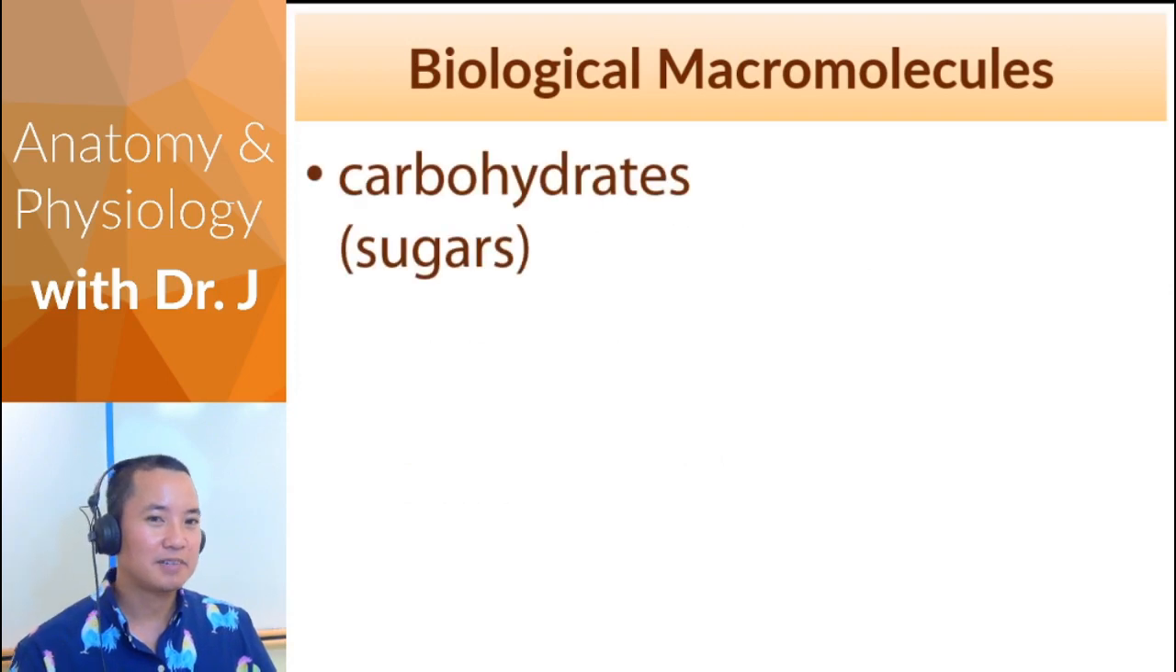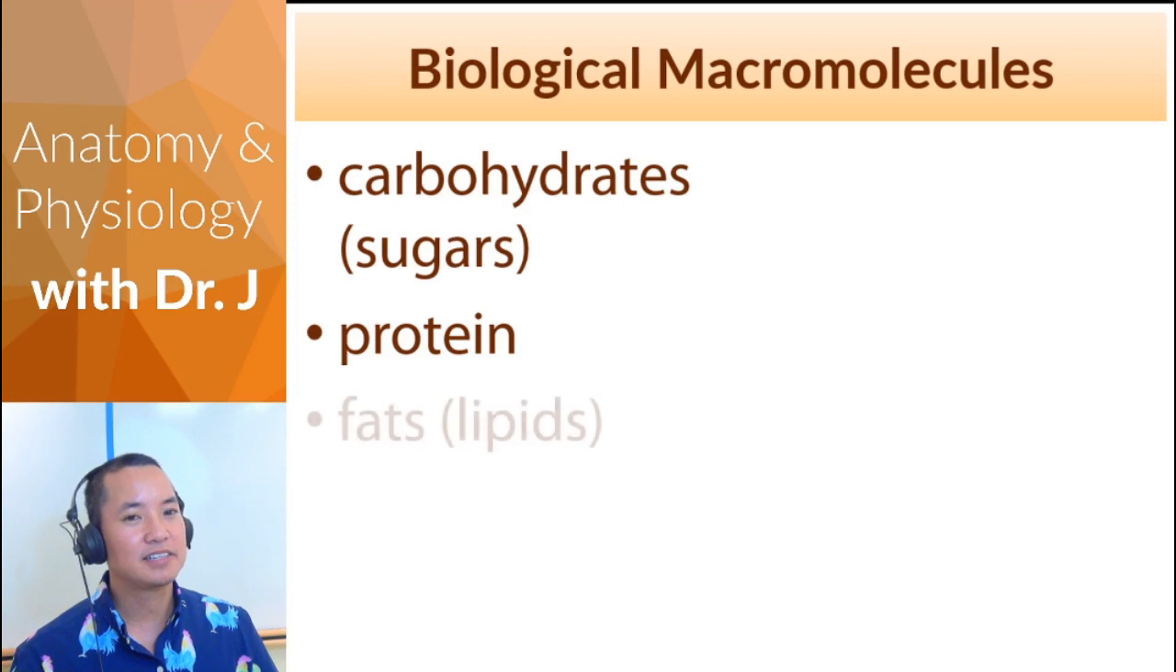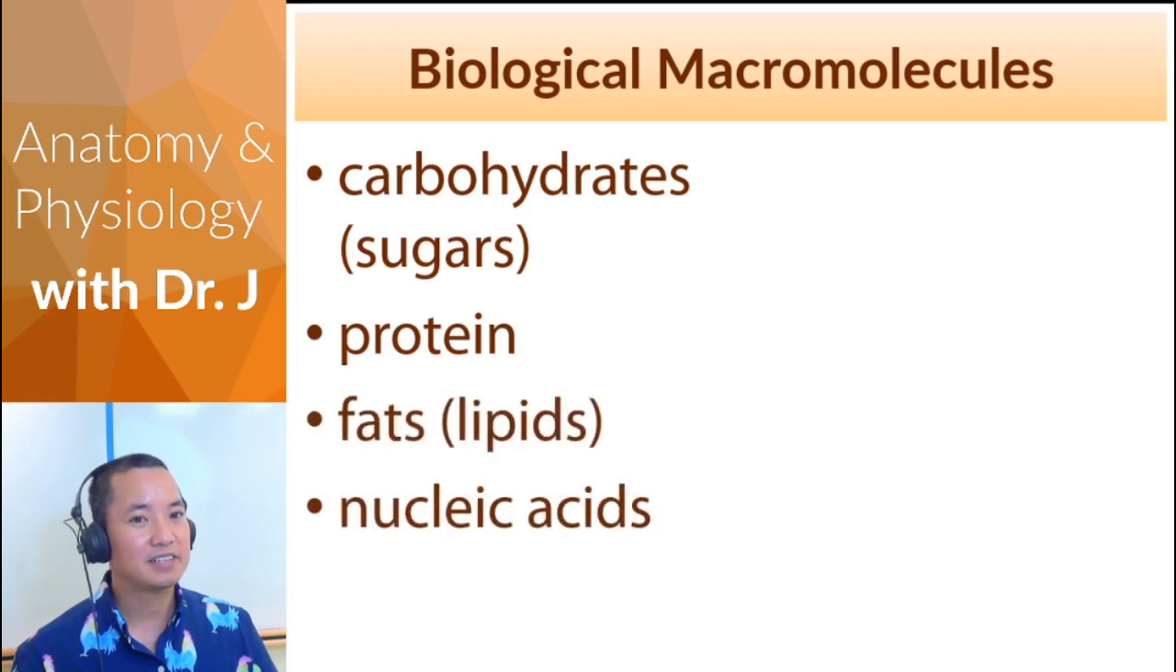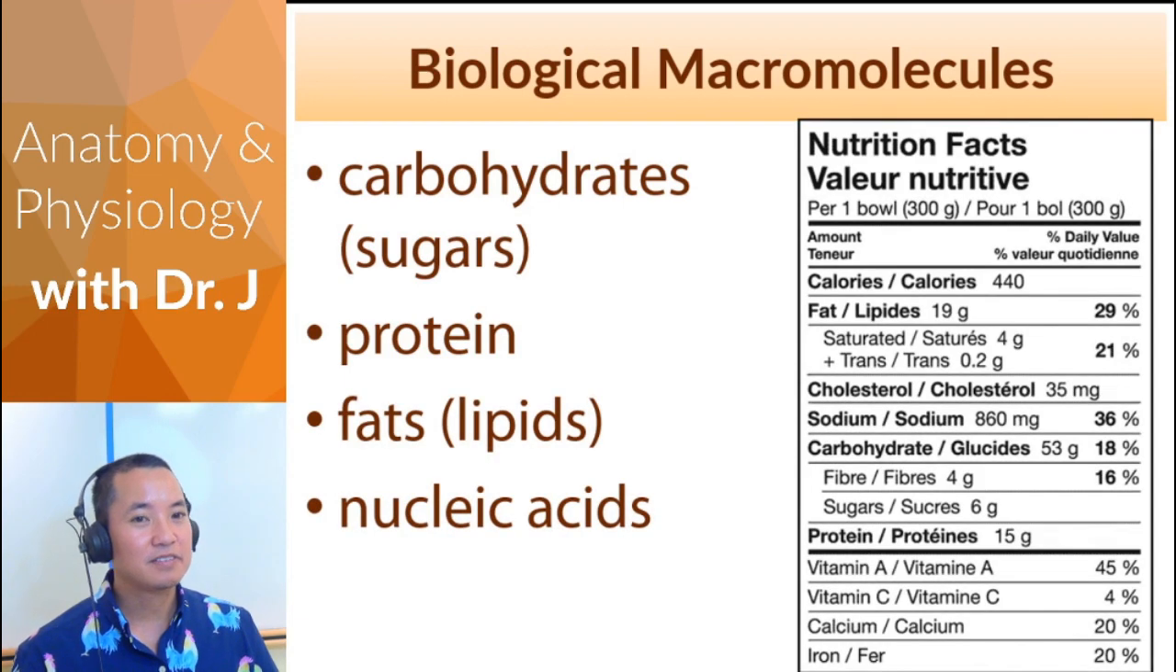Macromolecules. So carbohydrates, the four main categories: carbohydrates, protein, lipids, and nucleic acids. So where can you find most of the biological macromolecules? Well, just check the back of any nutrition label. You find the biological macromolecules that provide nutrition.